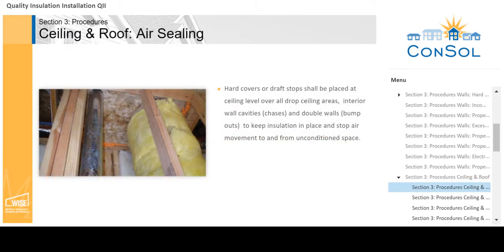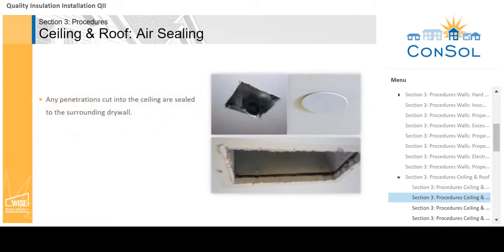Hardcovers, or draft stops, shall be placed at ceiling level over drop ceiling areas, interior wall cavities, and double walls to keep insulation in place and stop air movement to and from unconditioned space. If hardcovers or draft stops are missing or incomplete, they shall be completed before insulation is installed. Any penetrations cut into the ceiling are sealed to the surrounding drywall.